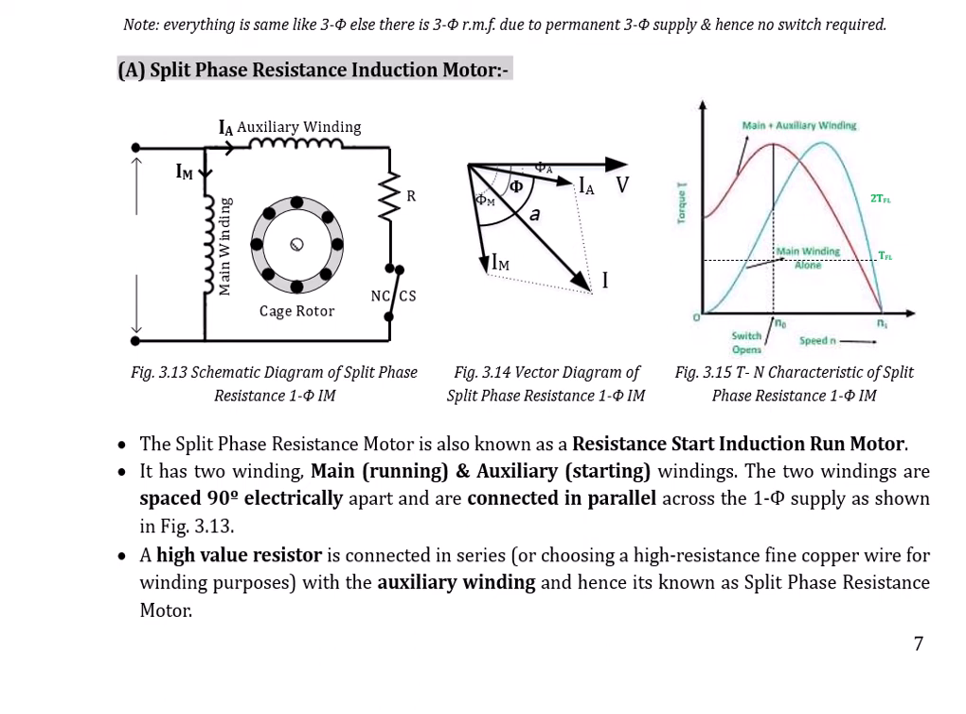And you can also see the torque and speed characteristics of the split phase resistance motor, in which you can see that if only the main winding is present, then our starting torque is almost zero. But when we add the auxiliary winding, the starting torque will boost up, and we have a significant amount of starting torque, so that our motor can accelerate to its rated speed.